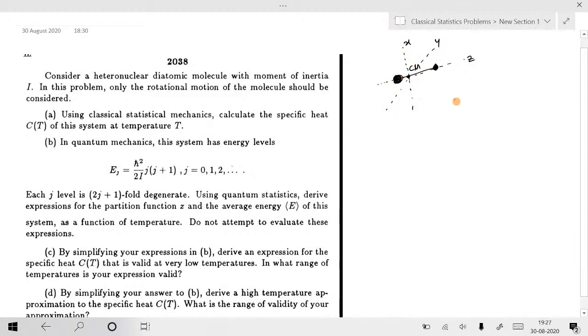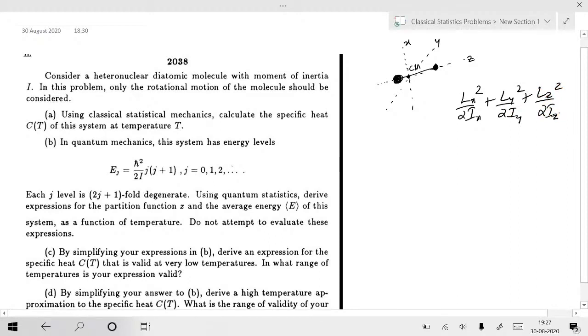I can write my total energy as Lx square by 2Ix plus Ly square by 2Iy plus Lz square by 2Iz. Can I write this expression? Anyone? Where we write Ix equal to Iy but not equal to Iz in the case of a diatomic molecule. Let me take this whole modeling in molecular spectra. We shall have much more discussion about this moment of inertia and all.